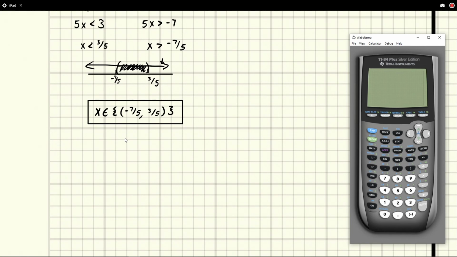Some sites will also write the answer like this. They'll have x is an element of, or they may not even have this, and then they'll have brackets to show that it's an interval. I've been treating everything as a set, and then writing the interval inside the set. But some websites will have you write the interval inside brackets to distinguish it from a set, because typically sets are reserved for individual points, like 3, 7, 2, individual numbers, whereas brackets are reserved for ranges of numbers. So you'll also see the answer like this if you're doing online homework. But you can write it either way.